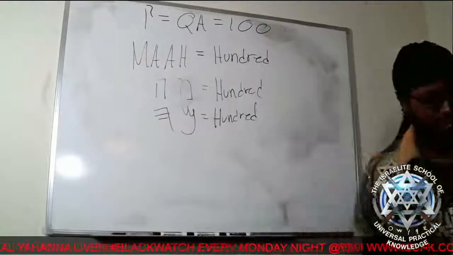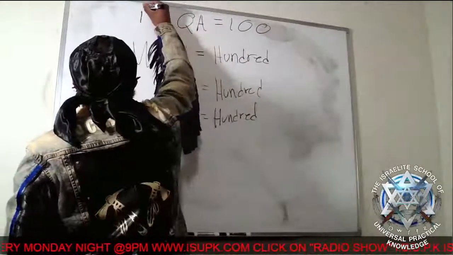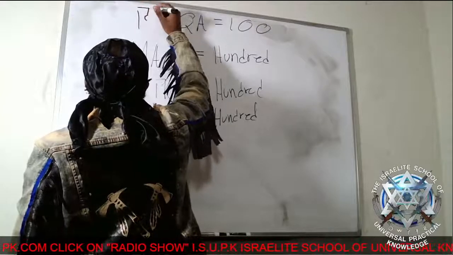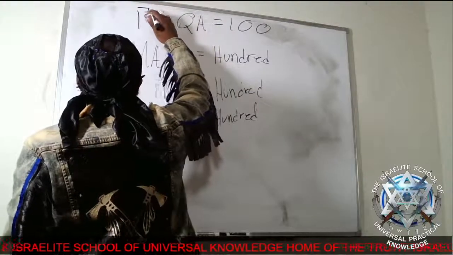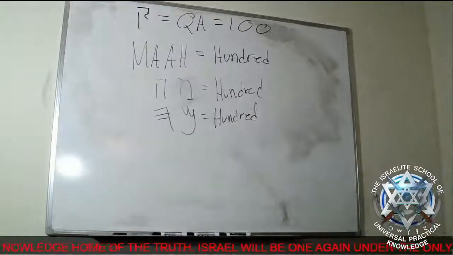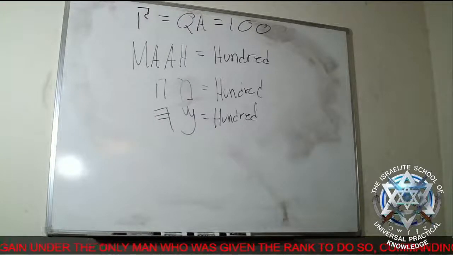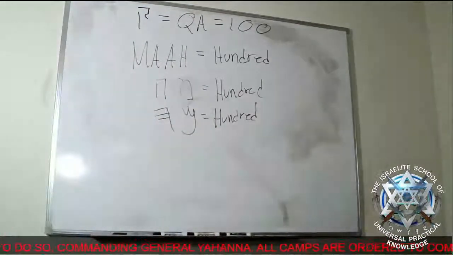I'm somewhat of a perfectionist at times. Alright, I want to read you that qua. So that's your qua on the board. Your qua has a numeric value of the number 100.